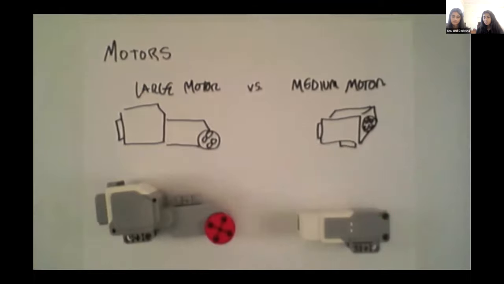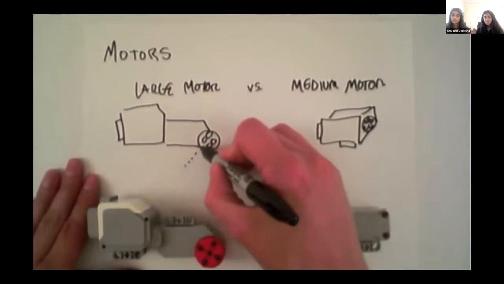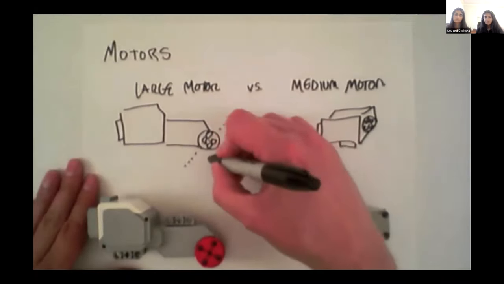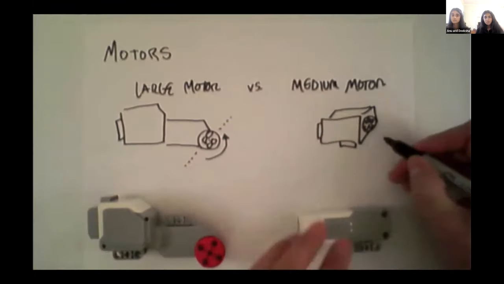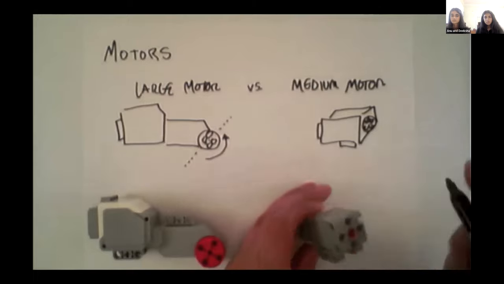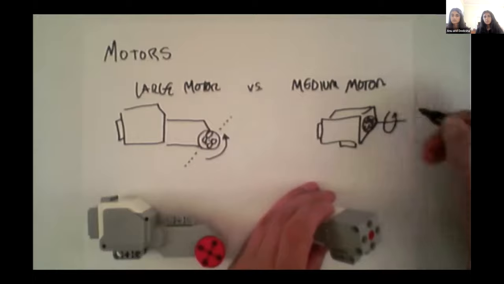And the first thing to notice is that the axis of rotation on these two is slightly different. Here on the large motor, if you put an axle through it, the rotation actually goes parallel to the plane here. On the medium motor, the axle goes here in the front, which means the angle of rotation is about that.